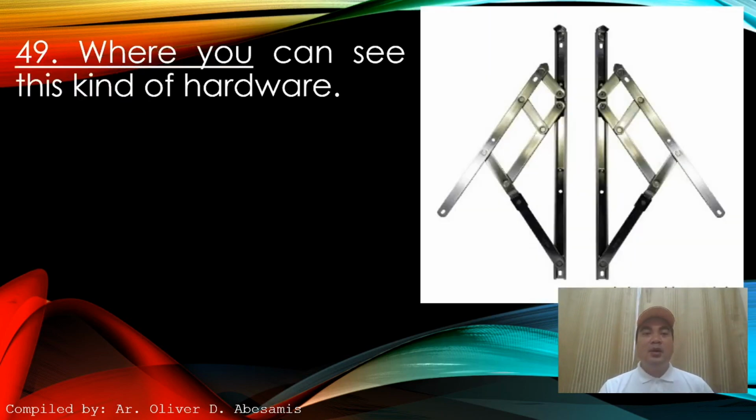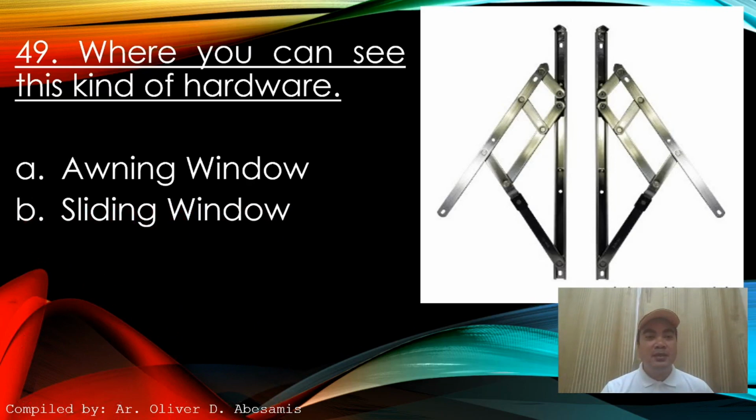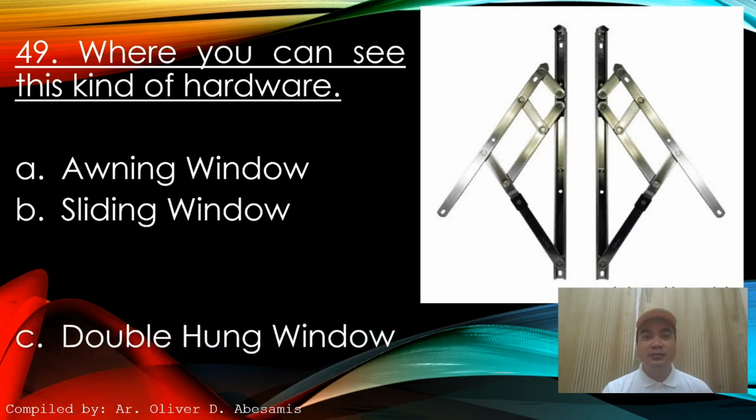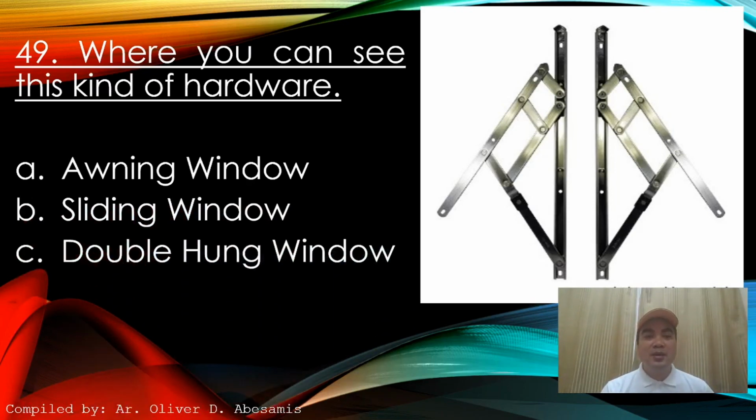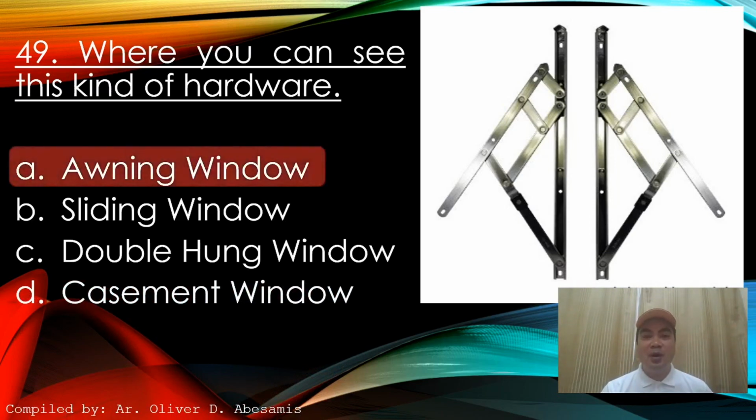Next, where you can see this kind of hardware? A. Awning window. B. Sliding window. C. Double hung window. And D. Casement window. Answer? A. Awning window.